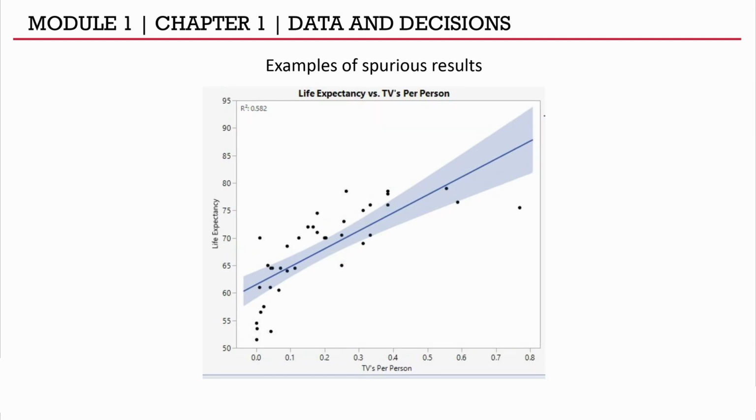But what if I told you that we also looked at the number of TVs per person? So if you were to look at the TVs per person and their life expectancy, you would see a very similar pattern. When one goes up, the other one goes up. The difference here is usually that people don't think TVs per person and life expectancy go together at all. Why would more TVs per person cause people to live longer?